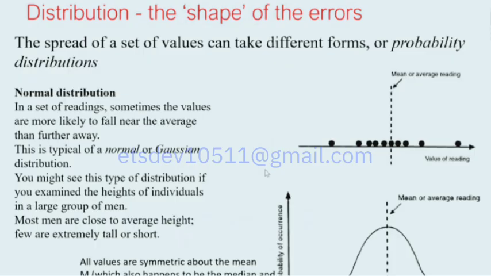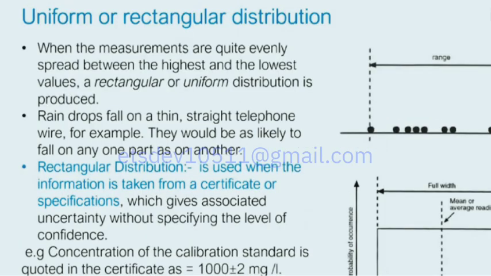Now coming to the distribution, that is the shape of the errors. I have gone through the normal Gaussian or bell-type distribution. And in the uncertainty calculation we use something called the rectangular distribution and the triangular distribution. In a uniform rectangular distribution, the measurements are evenly spread between the highest and the lowest, as shown in this upper diagram. This is called a rectangular or uniform distribution. The best example is on a rainy day, after it has rained. If you look at the raindrops on an electrical wire or a telephone wire, you will see that the drops are evenly distributed along it. So this is what the rectangular distribution is.